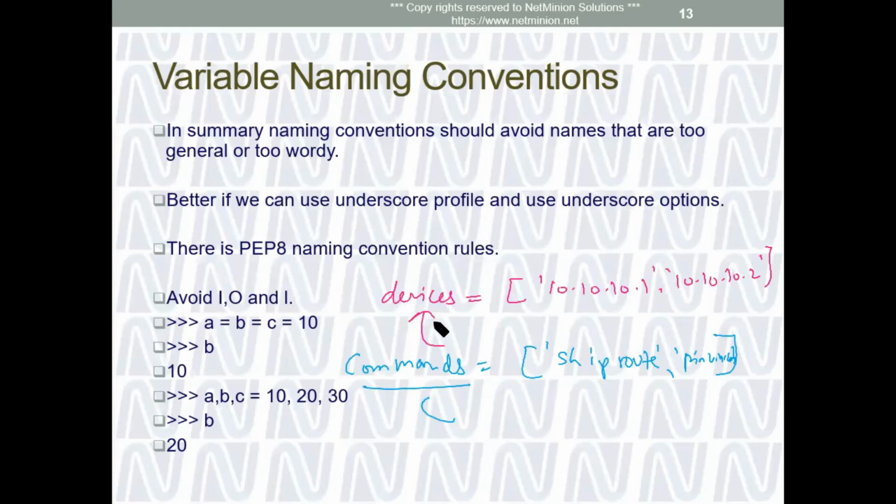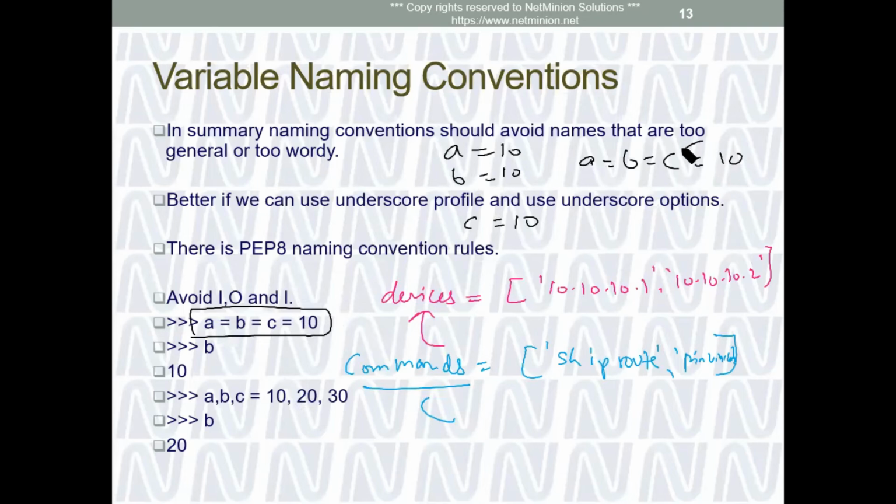Then when you are assigning values, maybe you can assign values like this also. A equal to 10, and you are saying B equal to 10, you are saying C equal to 10, or maybe you are saying A equal to B equal to C equal to 10.